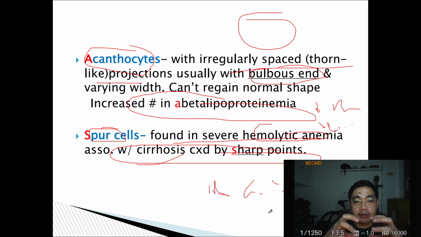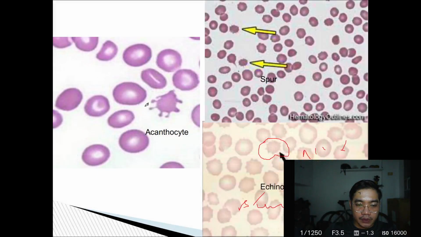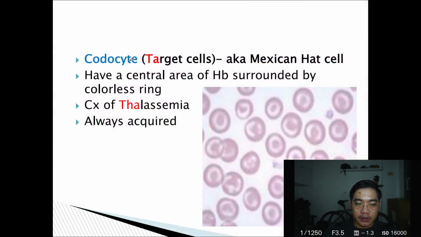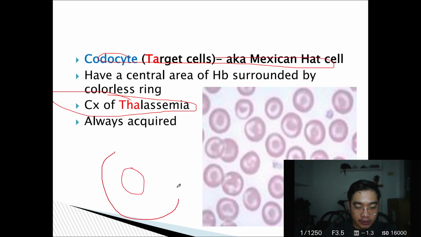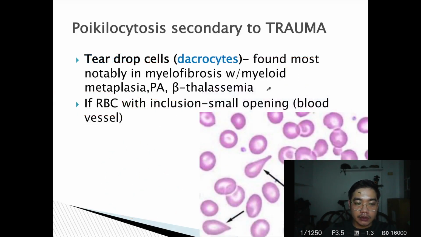If there's only a little air in the balloon, you can form it into anything you want. If there's air inside, it's stout, no? You can't form it any way you like. So, acanthocytes, abetalipoproteinemia, there's a bulbous end. This is your Spur cell, with sharp edges. Then target cells, no? Mexican hat. It's always associated with thalassemia, more or less always. Mexican hat, what is it? If you look at a Mexican hat, it's like a bullseye also.